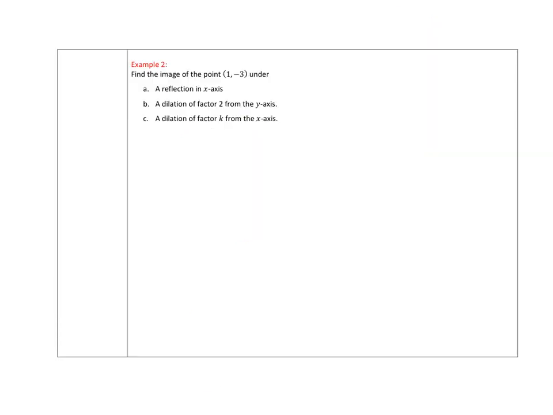Now that was generally the case and generally the process which we might use in order to find the image of a curve. But we can use the same thing in a simpler case where we're finding the image of a specific point. So looking at example 2, the question is really quite simple here. It's asking us to find the image of the point 1, -3 under part A being a reflection in the x-axis.